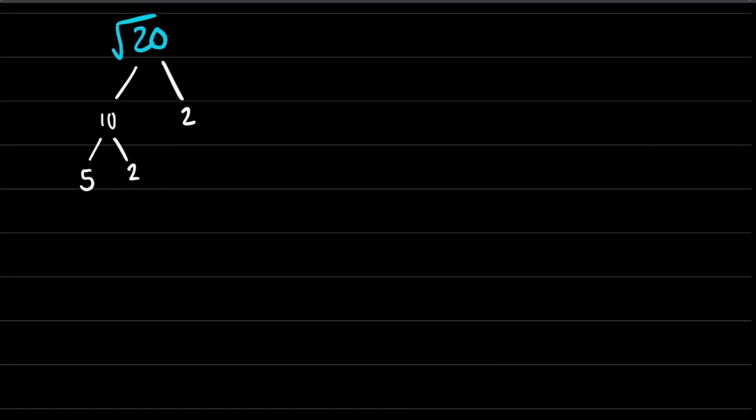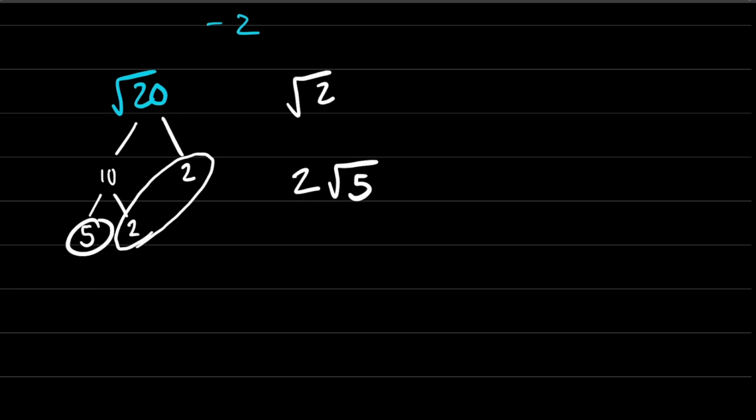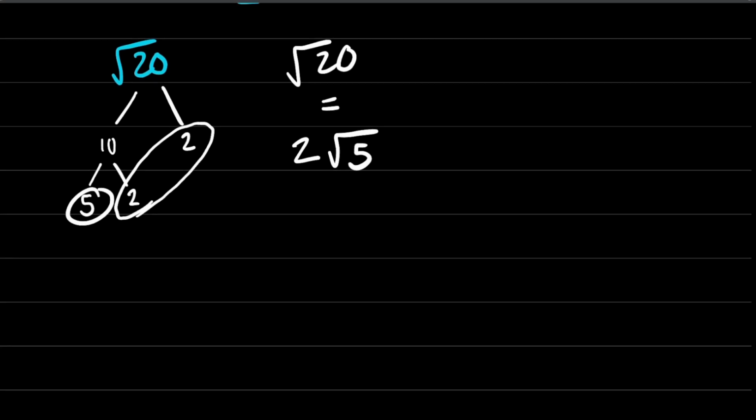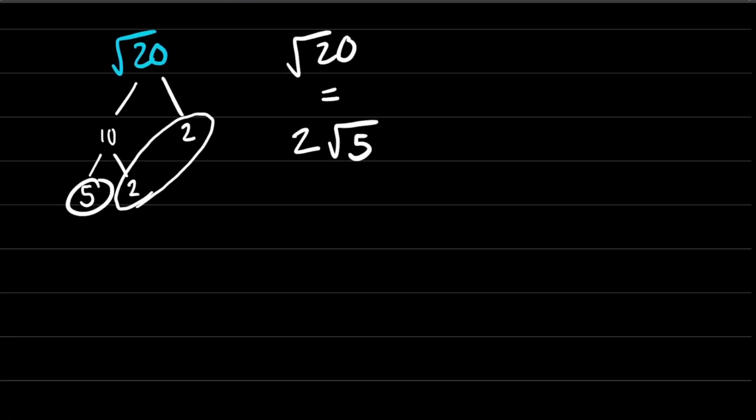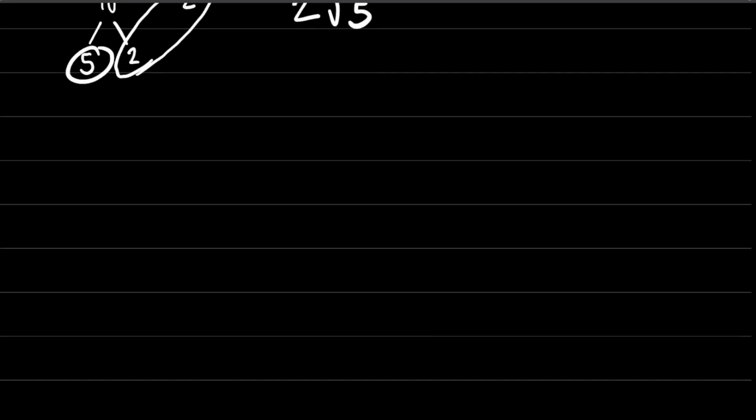So then you take any pairs, which in this case we have two 2's, and you group them together. And then you leave whatever's left behind inside the radical. So root 20 is equal to 2 times the root of 5. If you have a better way of doing that, I implore you to use it. That's just how I was taught to do it.